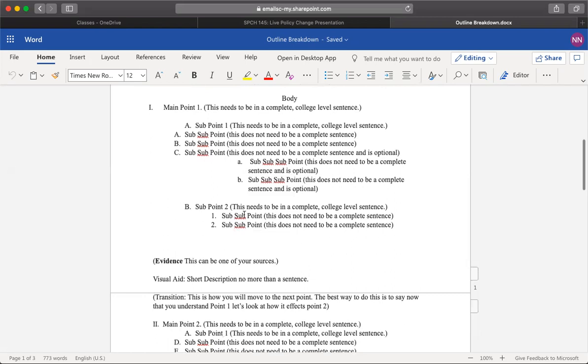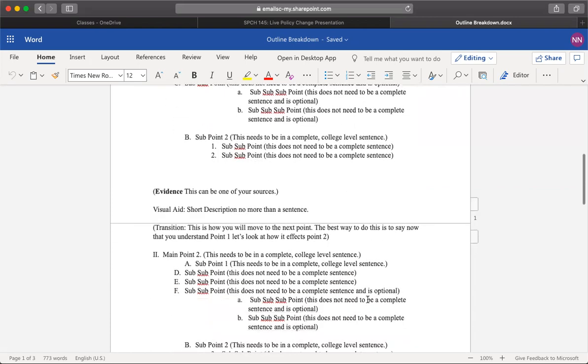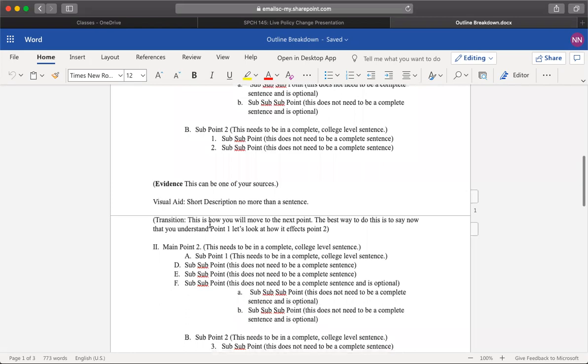All right, so we've got our first main point. We're done. Thank goodness we survived. Now we're going to transition into point 2. So main point 2. The best way to do this with a transition, the smoothest way, is simply to say, now that you understand, repeat what point 1 is, let's look at how it affects point 2.